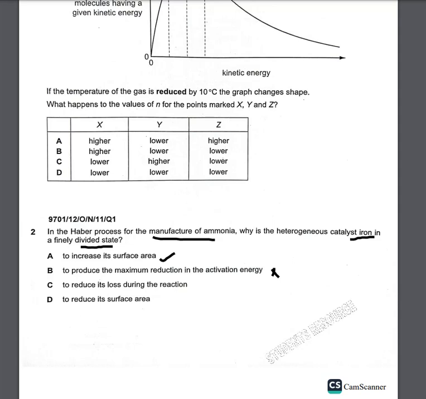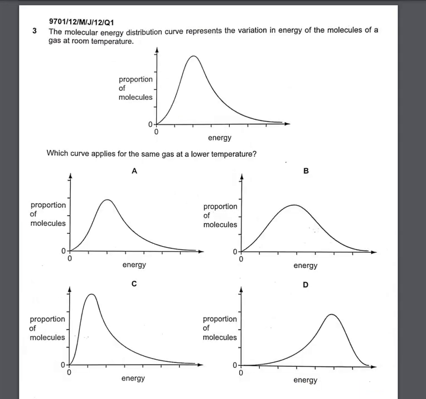To reduce its loss during the dilation, no. To reduce its surface area, no. A is your right answer. B is certainly not possible. You are gonna go for A, to increase its surface area so it can catalyze the reaction the most, because it will now be more exposed to the reaction mixture, unlike part B which says produce maximum reduction in the activation energy. This is incorrect. Okay, so now we are gonna do part 3.